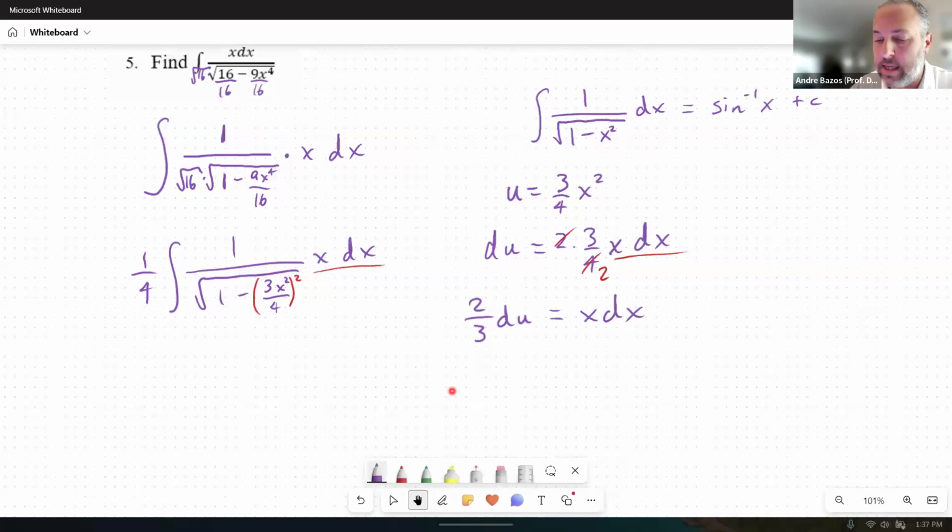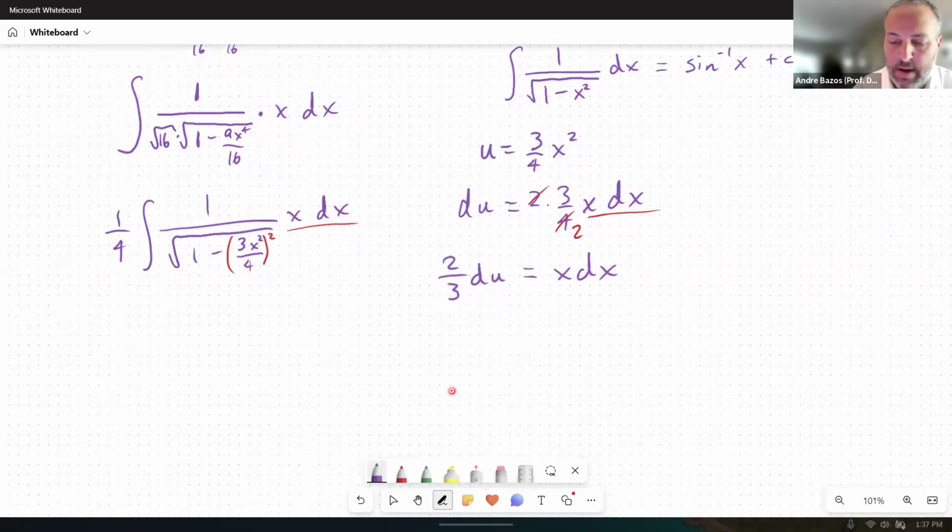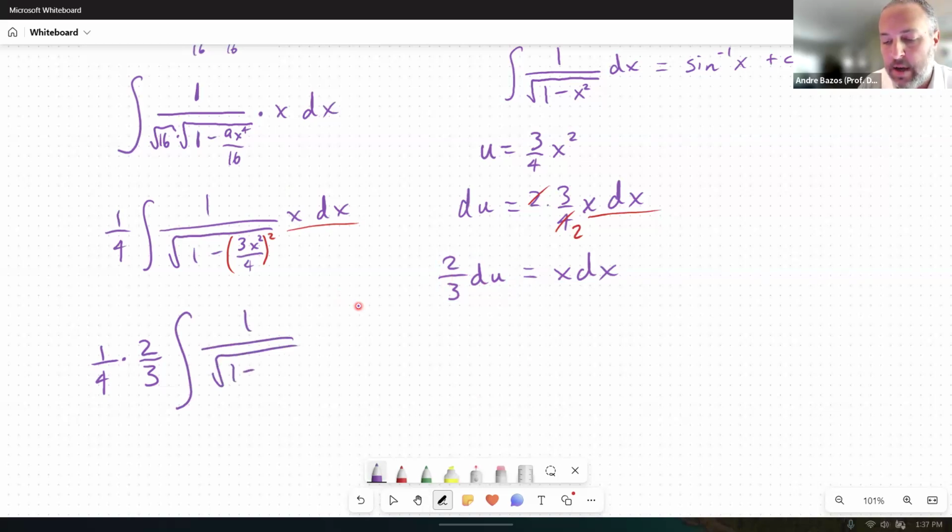Let's replace the x dx now and everything else with u. So I got 1/4. I'm going to take that 2/3 out here. I'm replacing it, right? So x dx is getting replaced by 2/3 du. So there's my 2/3 on the outside. I got 1 over the square root of 1 minus, so that 3x squared over 4 is u and is being squared. Let me put that in red. There we go, and we have x dx, which is that 2/3 du. Put that 2/3 out front. There we go. We got everything in terms of u, and that fits exactly this sine inverse feature.